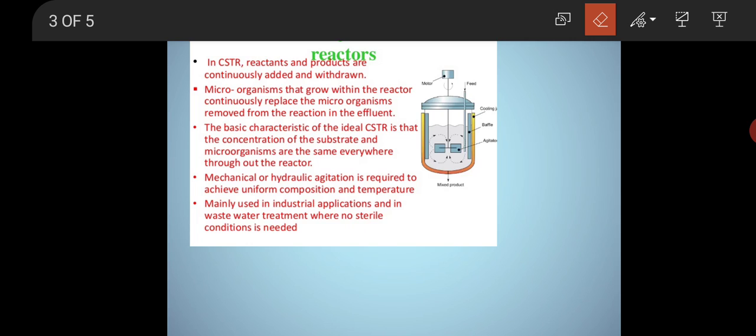Next is the oxygen delivery system. It consists of the compressor and sparger. What does the compressor do? It forces air into the reactor, introducing the air into the bioreactor to carry out the fermentation process. And what does the sparger do? The sparger is used to break the air that has come into the bioreactor into small bubbles. That is the sparger.